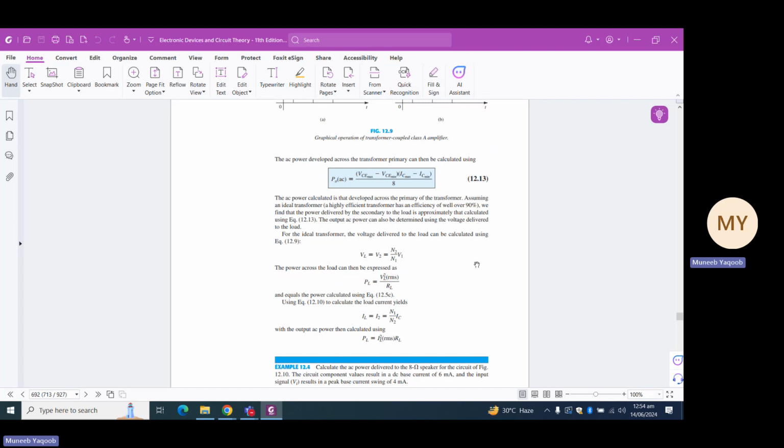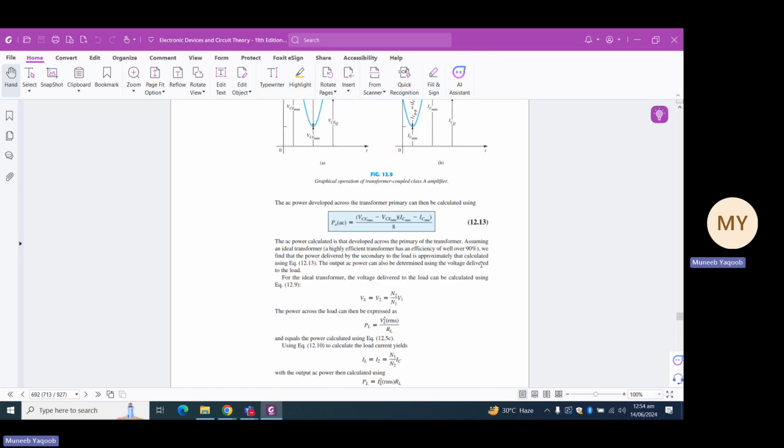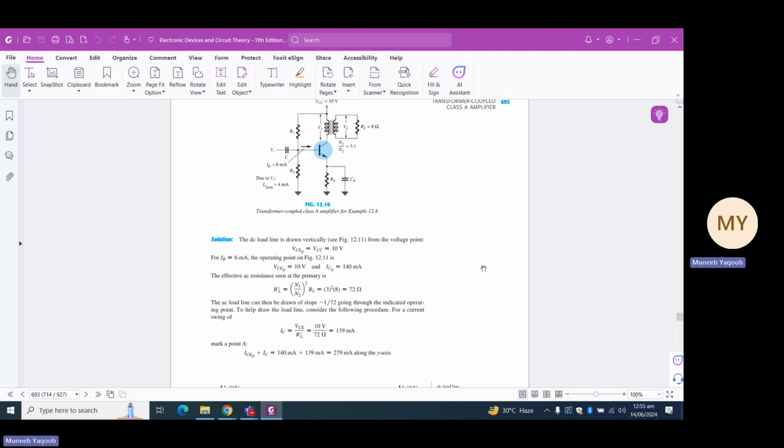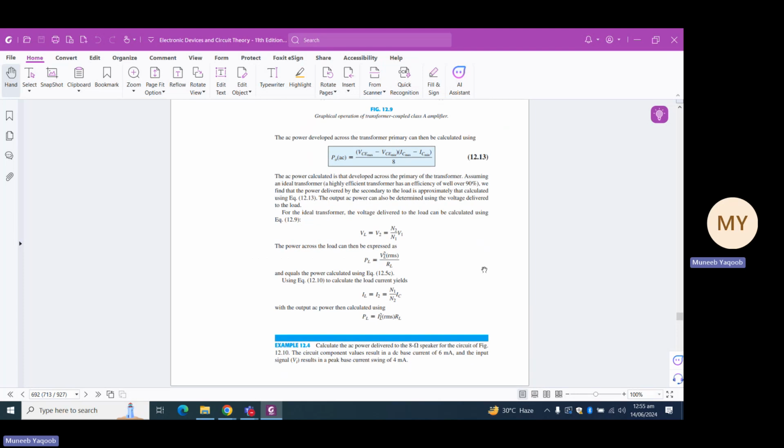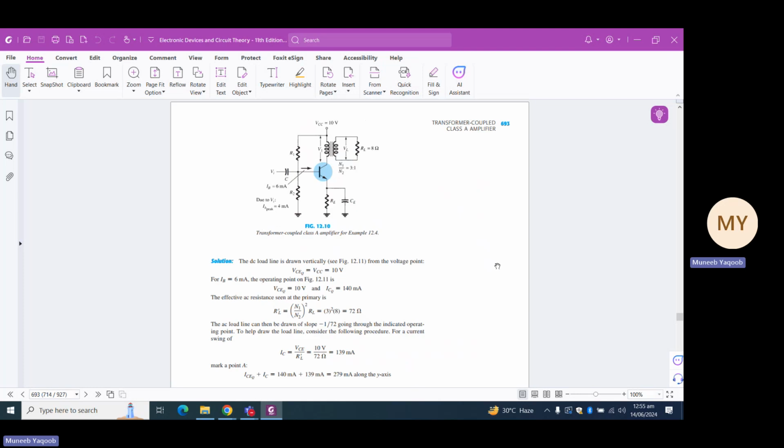In figure 12.10, that is the figure that we have below. So again, coming to the question statement, they are saying that the output resistance is 8 ohm. The circuit components result in a DC base current of 6 milliampere. So they have given us the base current, and the input signal Vi results in a peak base current swing of 4 milliampere. So the swing is 4 milliampere and the DC base current is 6 milliampere.